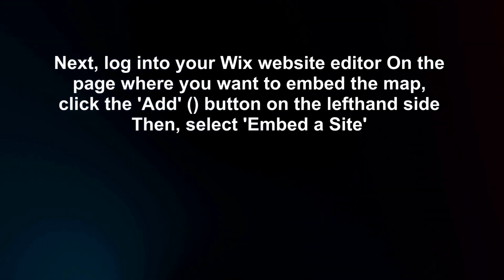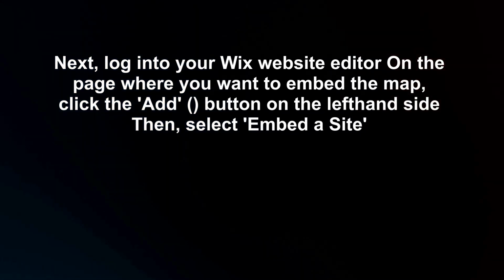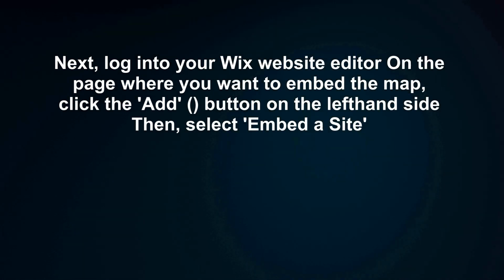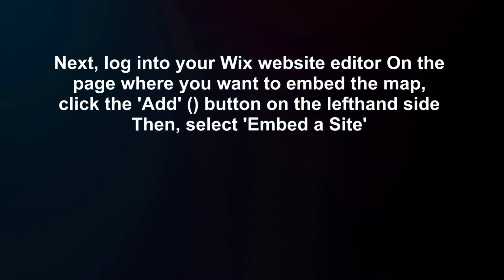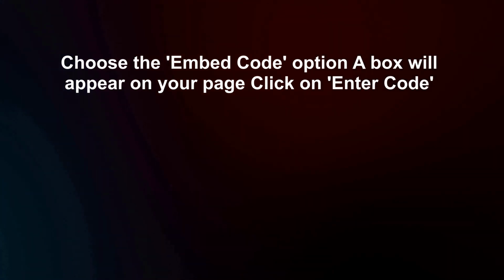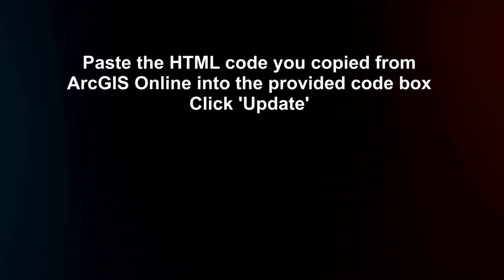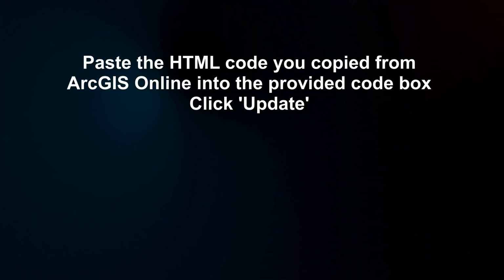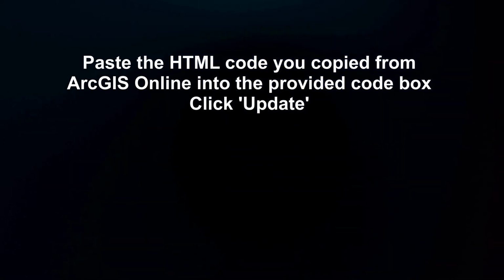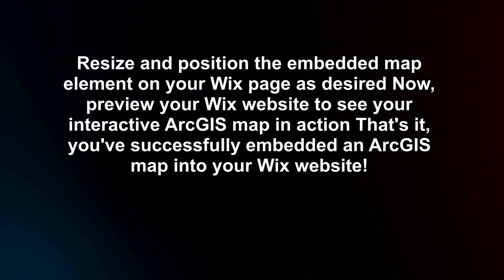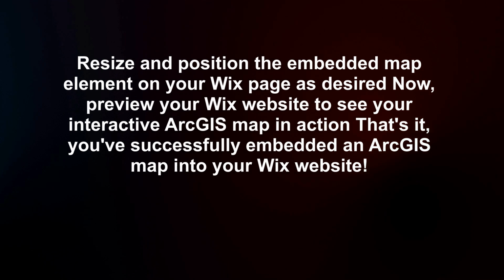Next, log into your Wix website editor. On the page where you want to embed the map, click the Add button on the left-hand side. Then, select Embed a Site. Choose the Embed Code option. A box will appear on your page. Click on Enter Code. Paste the HTML code you copied from ArcGIS Online into the provided code box. Click Update. Resize and position the embedded map element on your Wix page as desired.